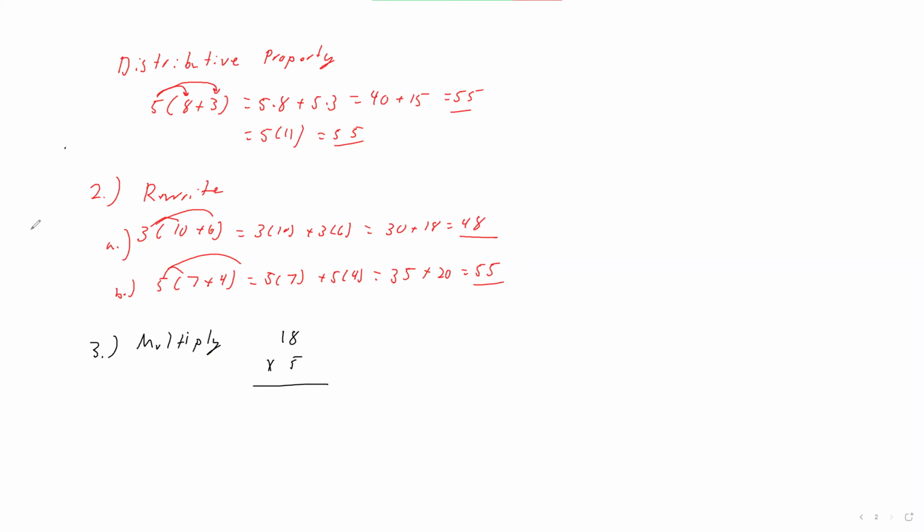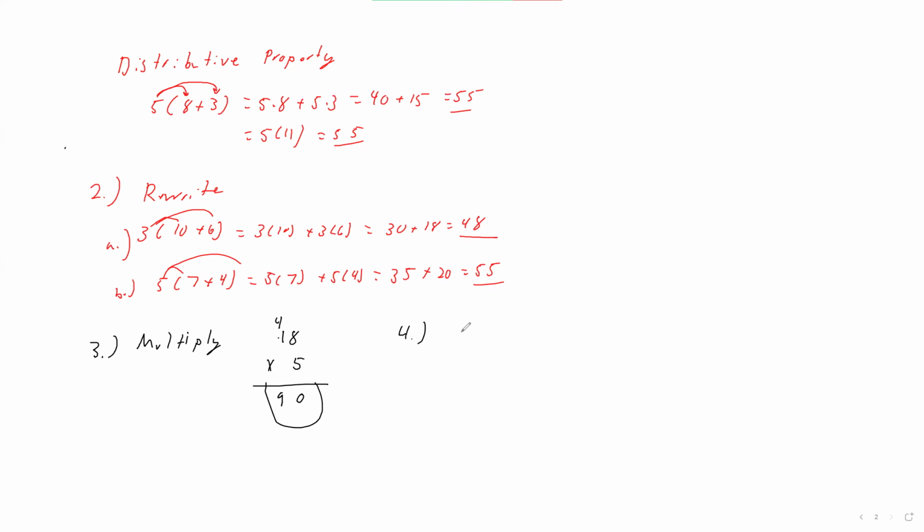So 5 times 8 is 40. So you write the ones place, carry over the 4. 5 times 1 is 5, then add that extra remainder. So 5 times 1 was 5, plus the 4 gives me 9. There you go.